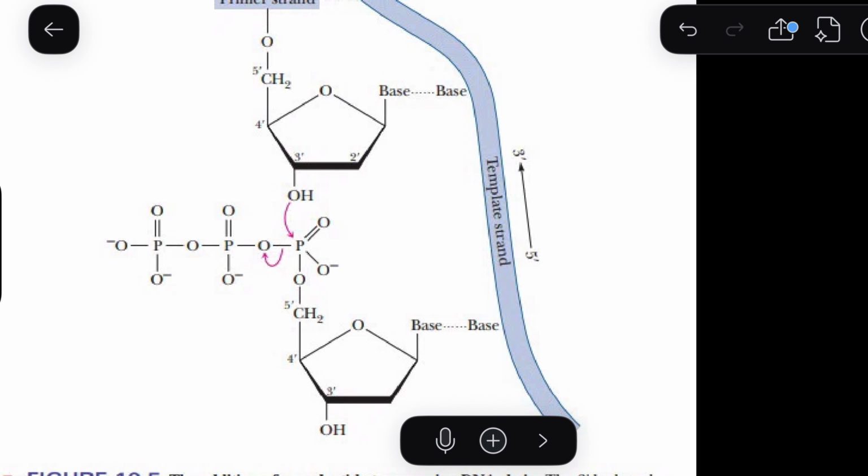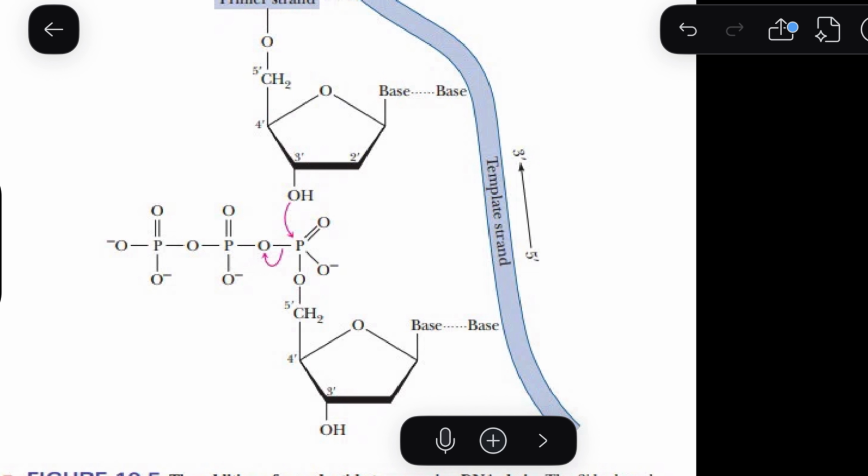Okay, so when dNTP is added to the growing DNA strand by DNA polymerase, this dNTP contains three phosphate groups. These phosphate groups are attached to the fifth carbon atom through an ester bond. These three phosphates are called alpha, beta, and gamma. The phosphate which is close to the fifth carbon atom is called alpha, and the next phosphate groups are called beta and gamma.